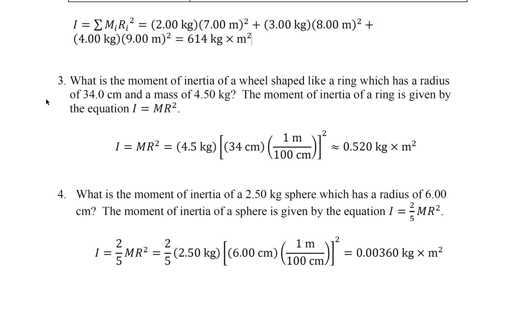Question 3. What is the moment of inertia of a wheel shaped like a ring, which has a radius of 34 centimeters and a mass of 4.5 kilograms? The moment of inertia of a ring is given by this equation, mr². So we get this.